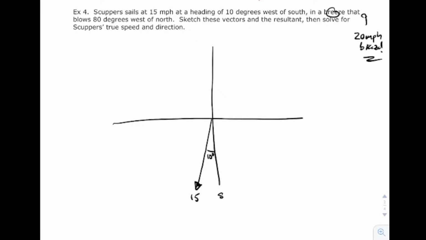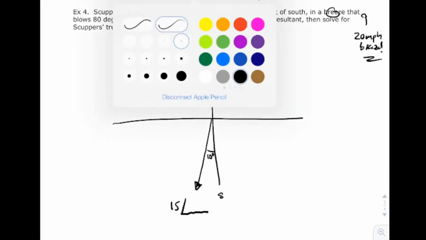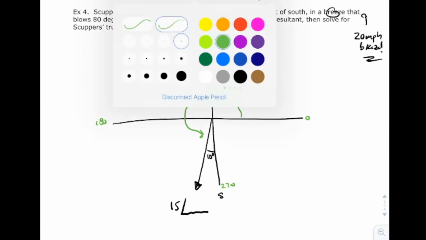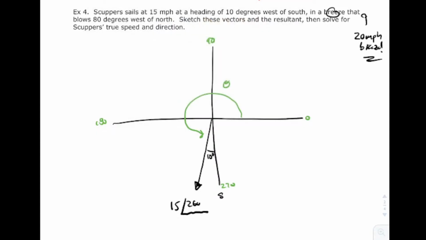Actually, what I think I'd like to do is write this in the polar form. So it's 15 at an angle of, and you want to put the standard position in. So you just got to remember that the standard position is measured that way, right? You start at the x-axis and you rotate counterclockwise. So if we know that this is 10, then can you tell me what that is? Well, that's 0, that's 90, that's 180. If you add 90 again, you get to 270. So you could say 270, take away 10. It's a 260-degree angle. So that's Scuppers.